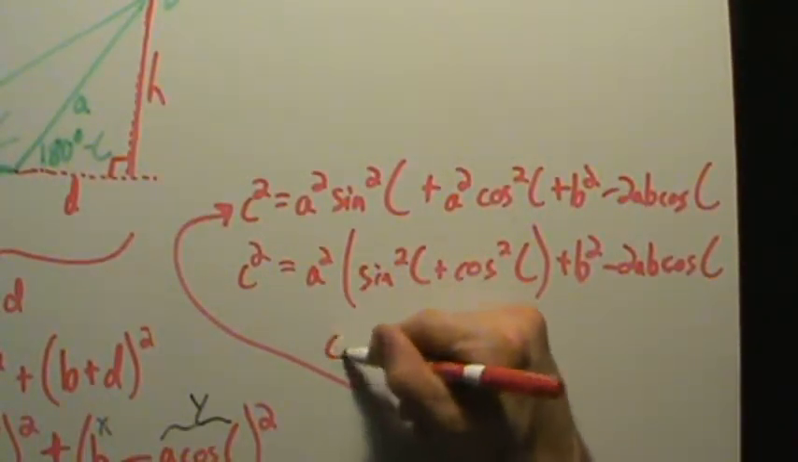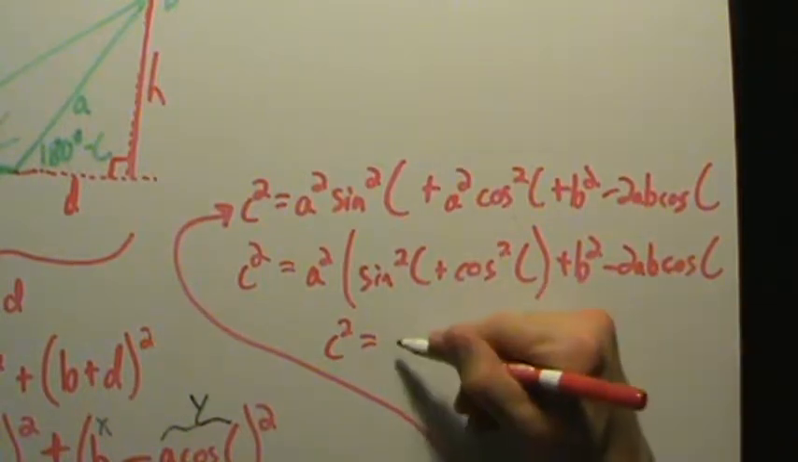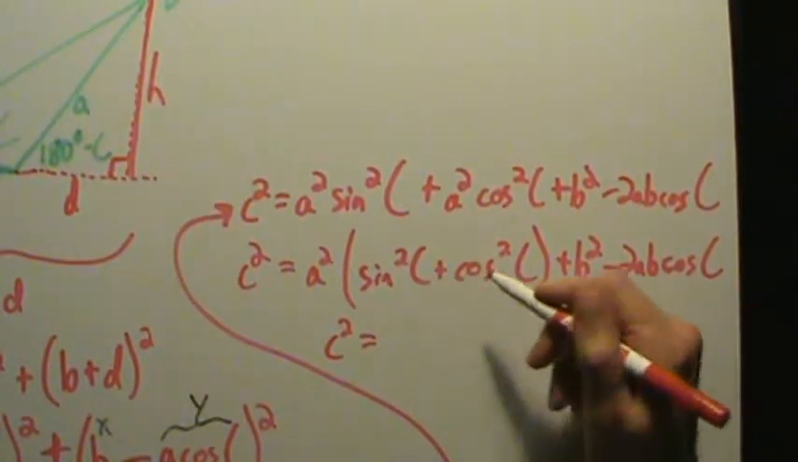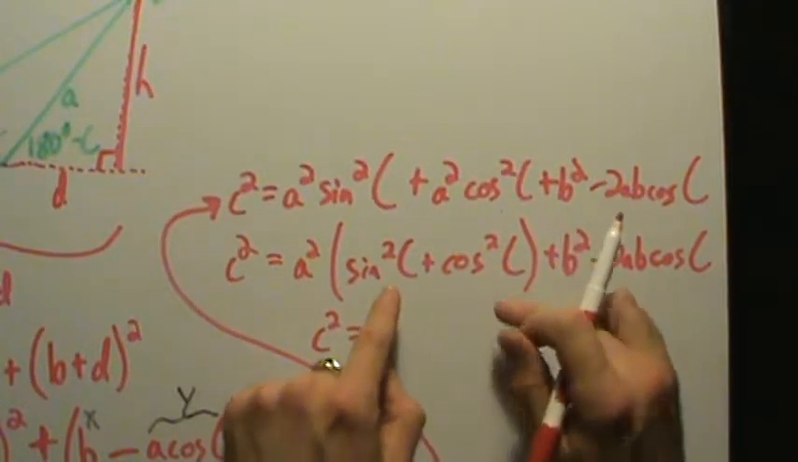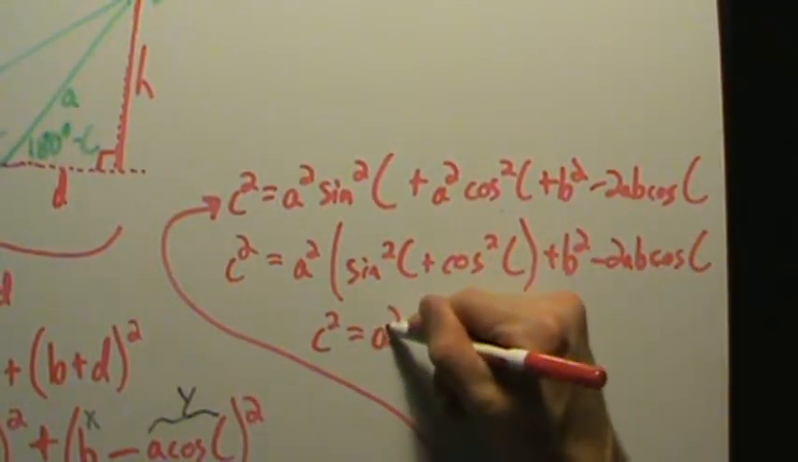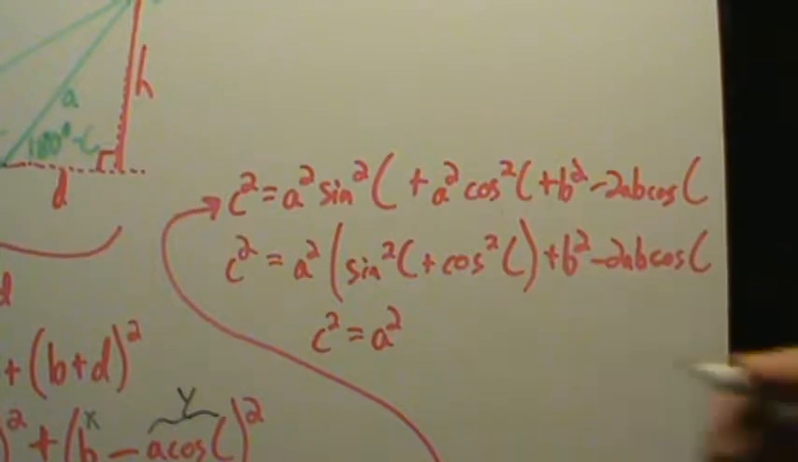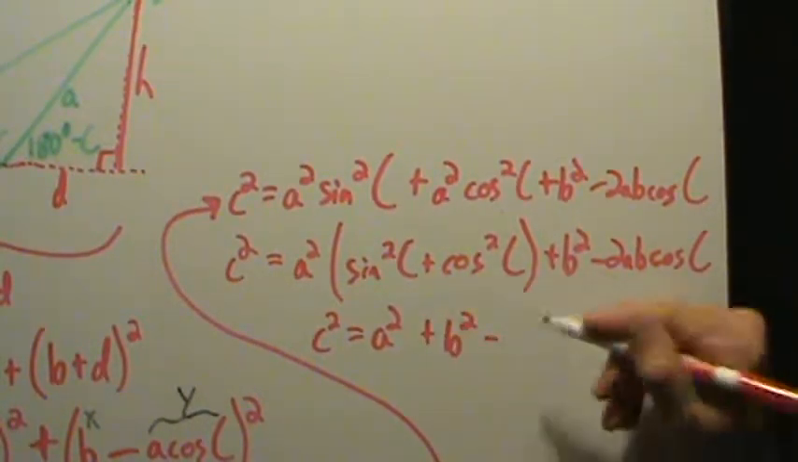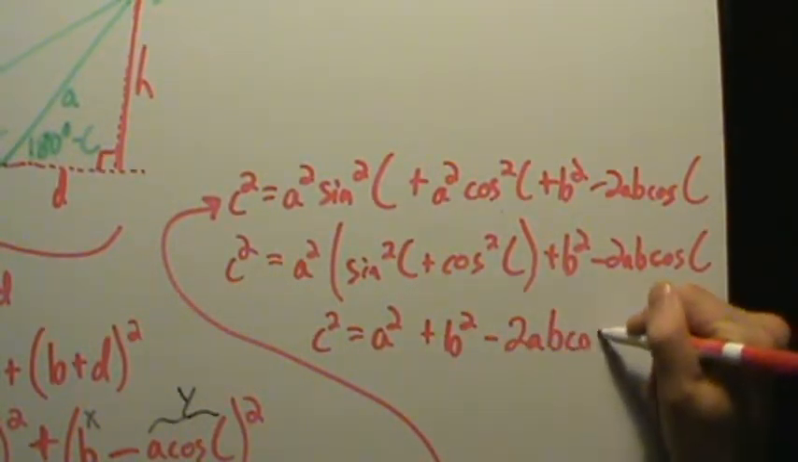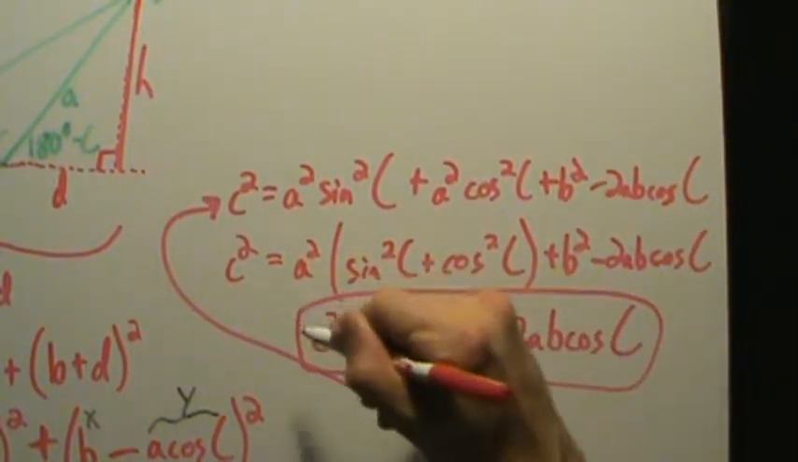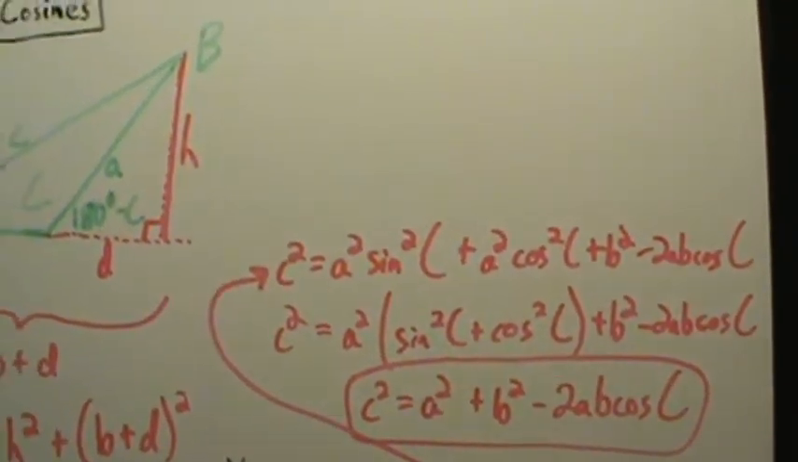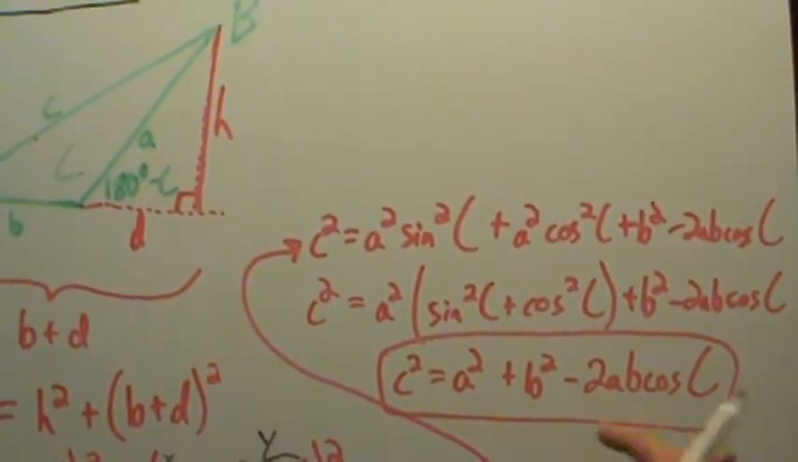Okay, so now c squared equals, so sine squared of c plus cosine squared of c is just 1, right? So remember, that's the really, really important Pythagorean trig identity. That's just 1, so that's a squared times 1 plus b squared minus 2ab cosine c. And this right here is one of the formulas from the law of cosines. So that establishes this one for the obtuse case.